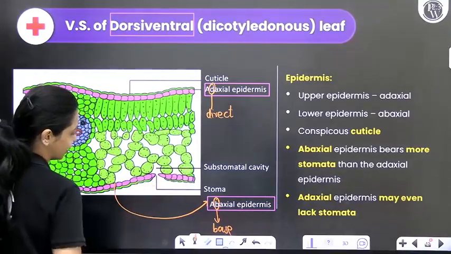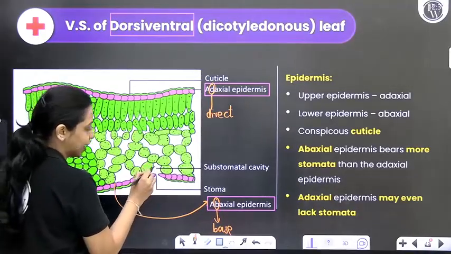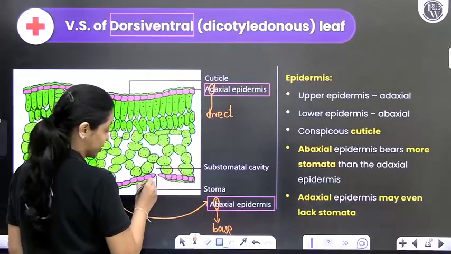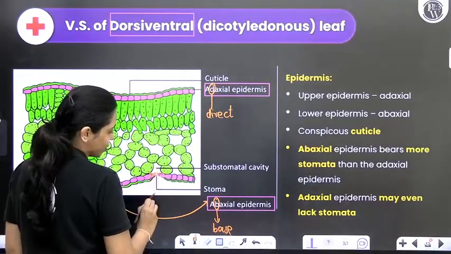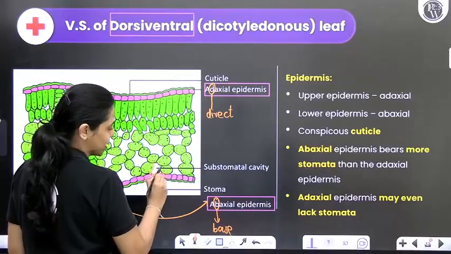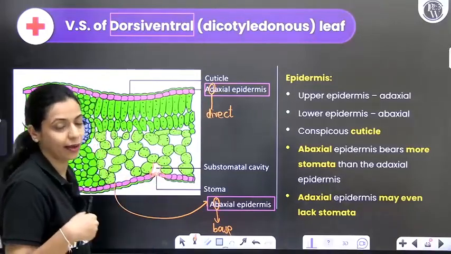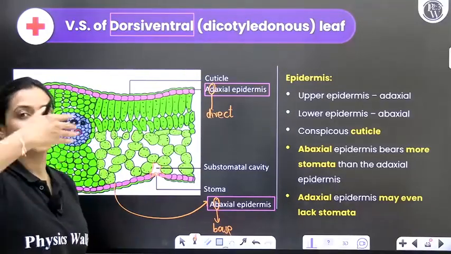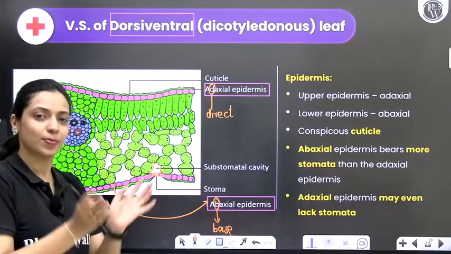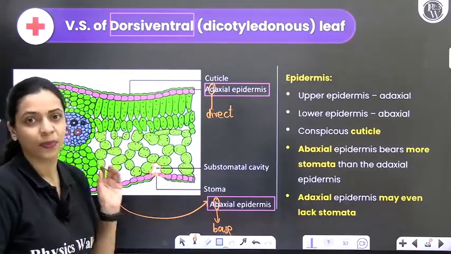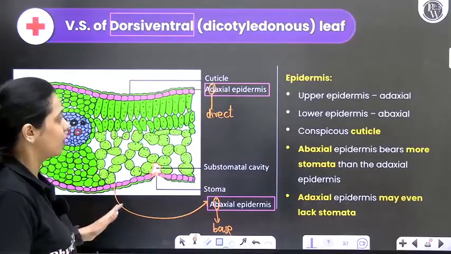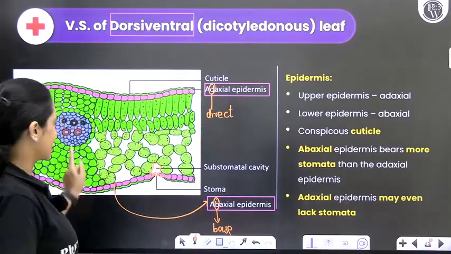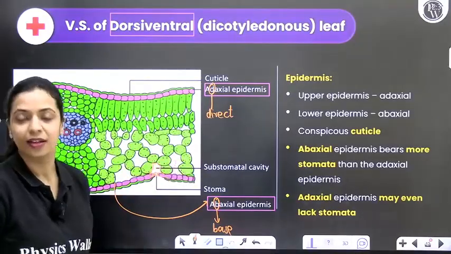This is the stomatal cavity. And inside this, this is the stomata. These are the guard cells. This pore is the stomata. Right inside the stomata, there will be a space which is called the substomatal cavity. Sub means below. So the substomatal cavity is that space present right below the stomatal aperture or the stomatal apparatus. So the upper epidermis is called adaxial, the lower epidermis is called abaxial.